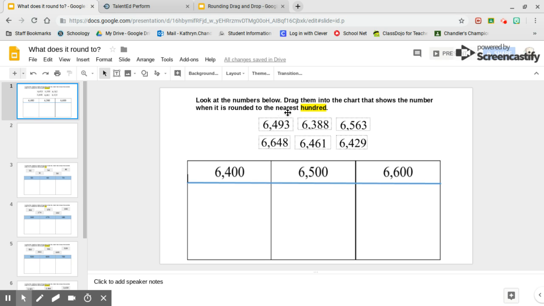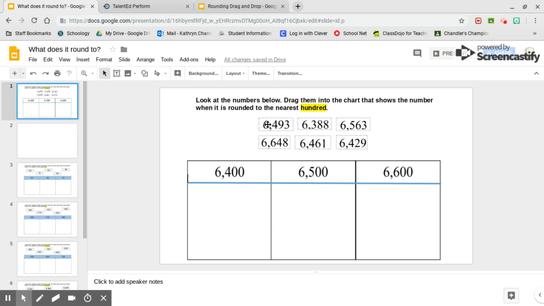So it says, look at the numbers below, drag them into the chart that shows the number when it's rounded to the nearest 100. So basically with questions like this, it is telling you to round each of these to the nearest 100 and then drag them to the answer. So you're going to figure out which ones round to 6,400, which ones round to 6,500, which ones round to 6,600. This is a more involved problem. We're going to have to show a strategy for every single one of these. But once you master those strategies, they won't take long to do.